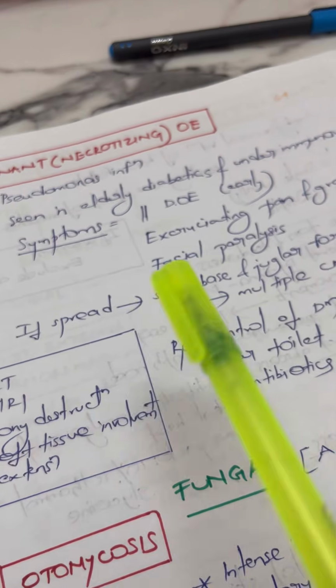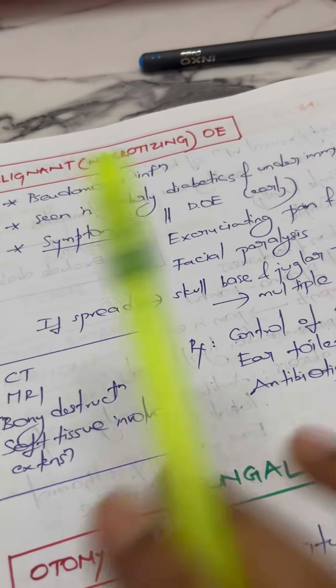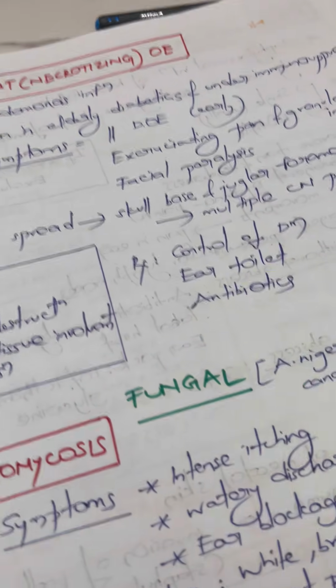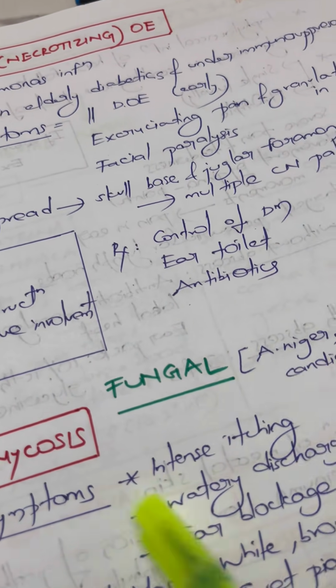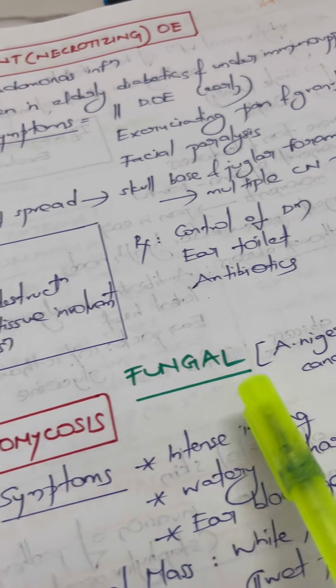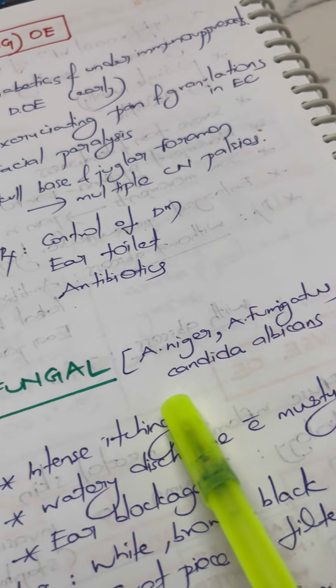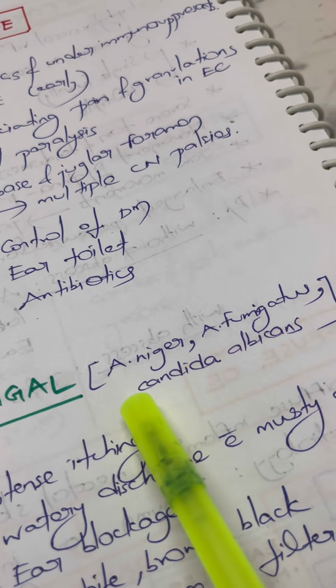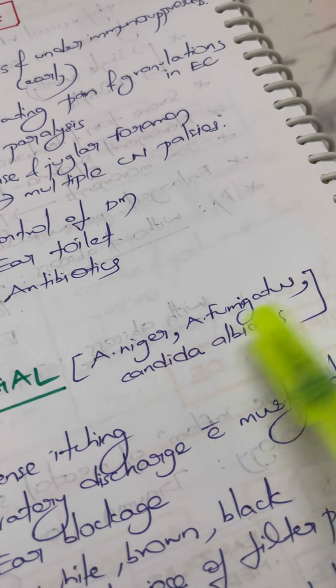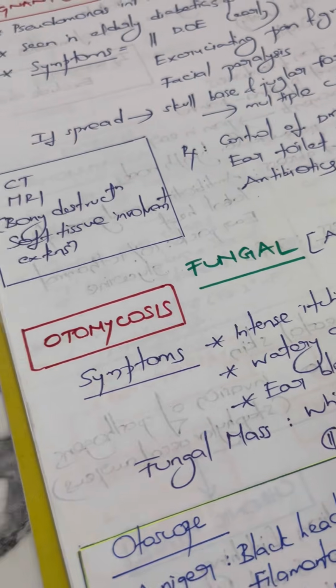So that marks the end of the bacterial inflammations of the ear canal. Now moving to the fungal inflammations of the ear canal. This is called otomycosis. It is usually caused by Aspergillus niger, Aspergillus fumigatus and Candida albicans. Now, what are the clinical features?